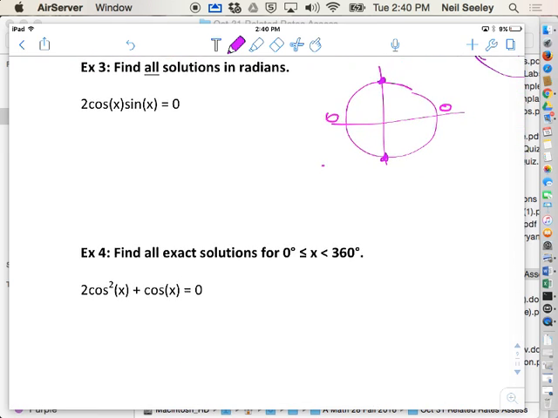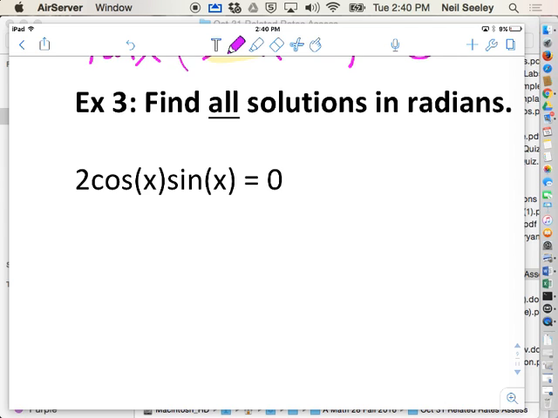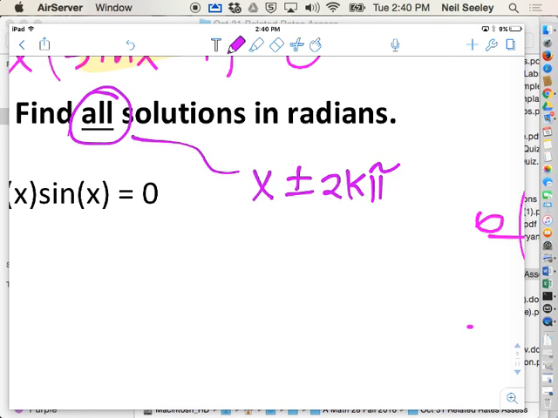Hey, we get to look at this one. Hey, it's already factored. Wow. That's good news. Find all the solutions, though. And all solutions, it is good news, means whatever x you get, you are going to add plus or minus 2k pi. And that means all solutions mean all the things you could get from going around the unit circle. K is a whole number multiplier.